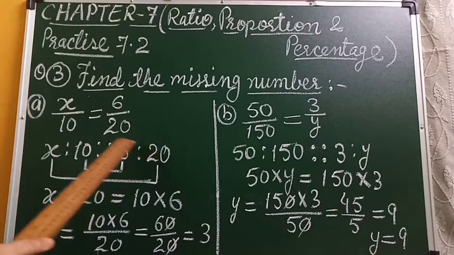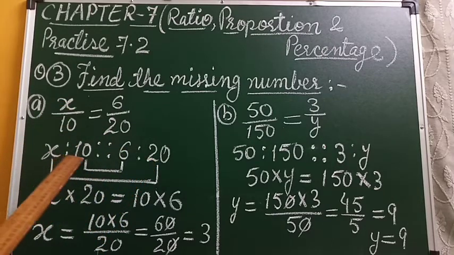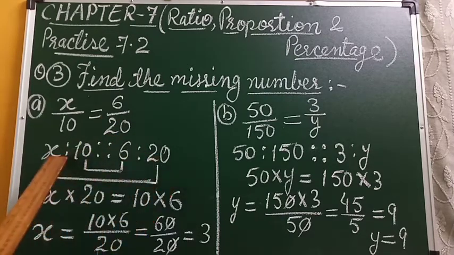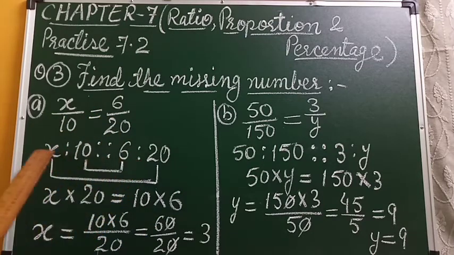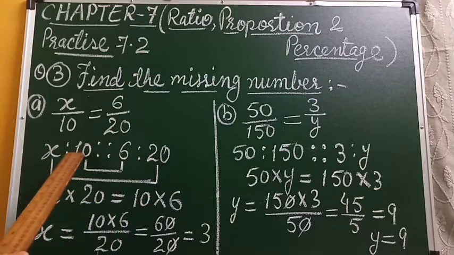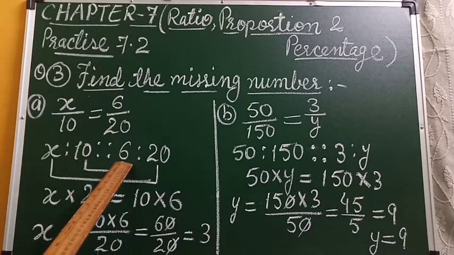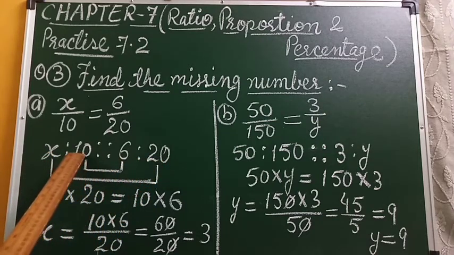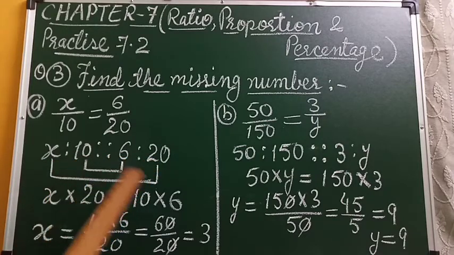We have just learned proportions. Proportion means if two fractions are equivalent, we can represent them as a proportion. So we can write x is to 10 proportion to 6 is to 20. This is the first ratio and this is the second ratio. So the rule of proportion, you know that the product of extremes is equal to the product of means. These two terms are extremes and these two terms are means. So according to the proportion rule, the product of extremes should be equal to the product of means. So we can write x into 20 is equal to 10 into 6.